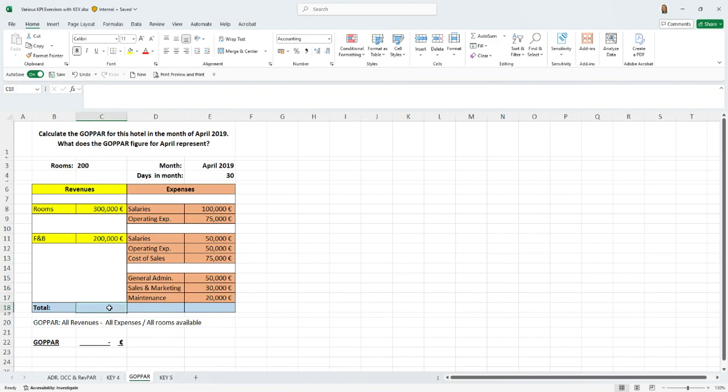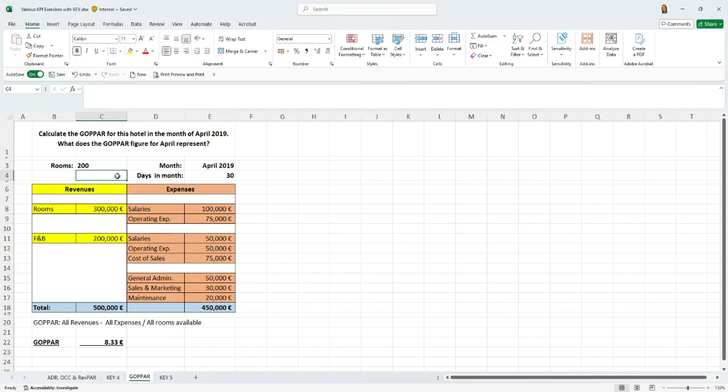So the first thing we need to do is sum up all the revenues, and we also need to sum up all the expenses in order to do the comparison. So we're going to go to our GOPPAR formula, which is all revenues minus all expenses for the period, in this case the month of April, divided by all the rooms available. So we would do 500,000 minus 450,000, and we need to divide by 6,000.